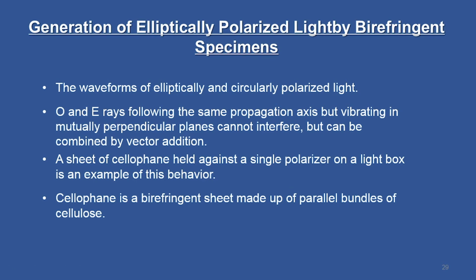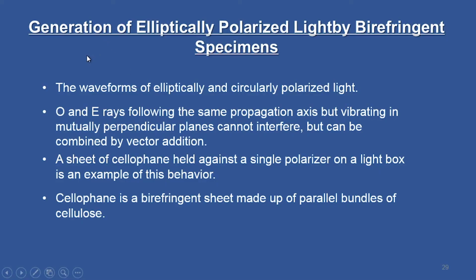So, let us now see how elliptically polarized light is generated by a birefringent specimen. What we are assuming here is that the object which we are viewing or analyzing under the polarized light microscope exhibits birefringence. Then how does that material or object react with the plane polarized light, and what happens? This is what we are going to look at. So, let us see the generation of elliptically polarized light by a birefringent specimen.